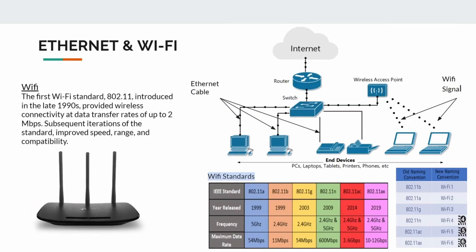Wi-Fi. The first Wi-Fi standard, 802.11b, introduced in the late 1990s, provided wireless connectivity at data transfer rates of up to 2 megabits per second. Subsequent iterations of the standard improved speed, range, and compatibility. The latest Wi-Fi standard, Wi-Fi 6, was introduced in 2019. It provides improved data transfer rates, supporting speeds of up to several gigabits per second.